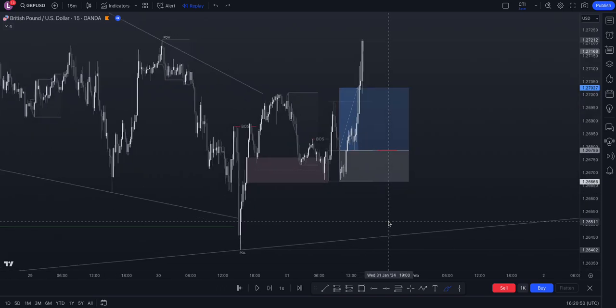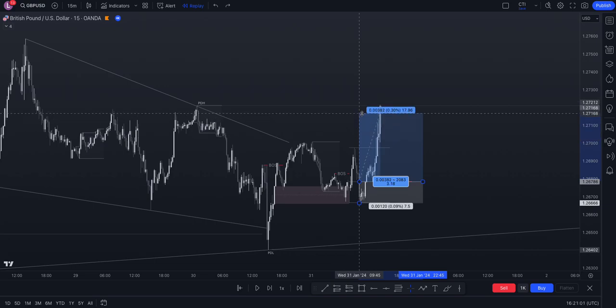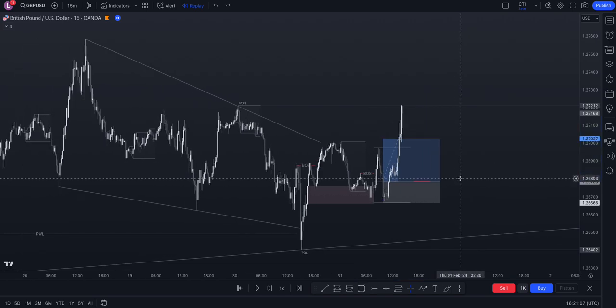I think this, being so close to my stop, could have potentially made me want to just close the trade so that I'm out of it, but yeah, we move on, we learn, and thanks for watching.